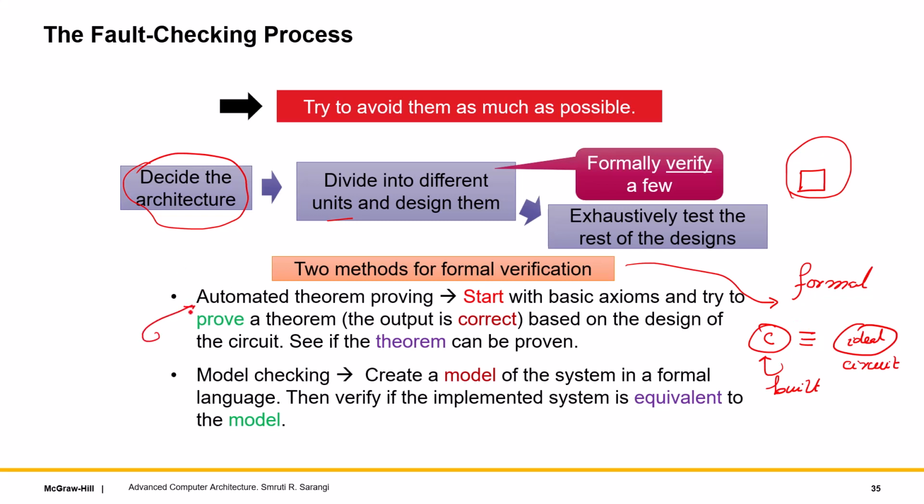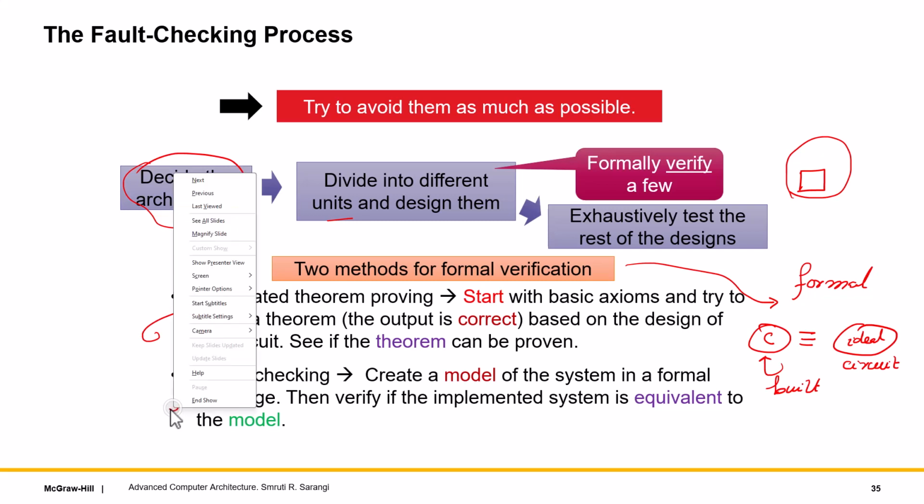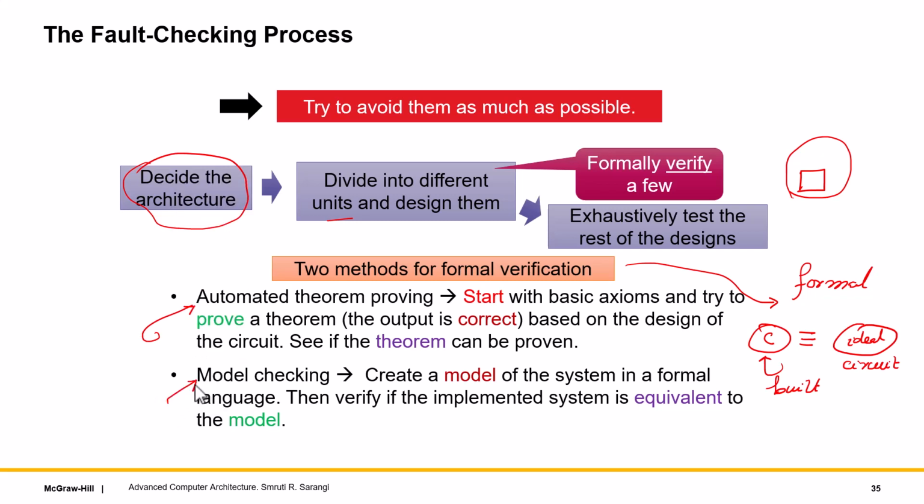So there are two approaches in theoretical CS: automated theorem proving and model checking. So here basically the theorem is that the circuit is equivalent to an ideal design. So we start with the basic axioms, right? If there's an AND gate, we know what that stands for. So these are all basic axioms. And then I try to prove a theorem, which is that the output is correct by basically saying that the output satisfies some mathematical properties.